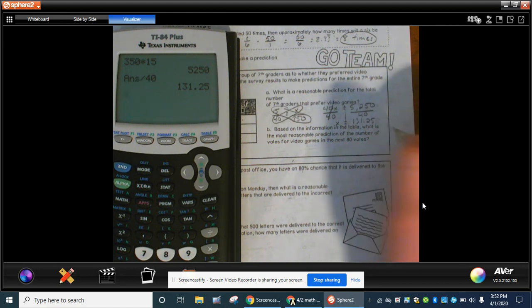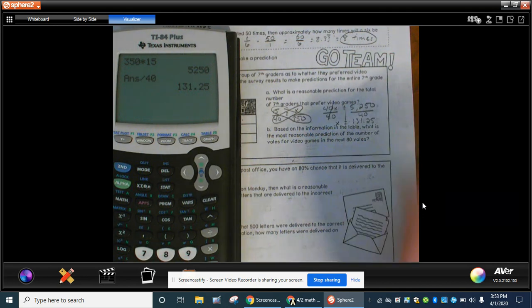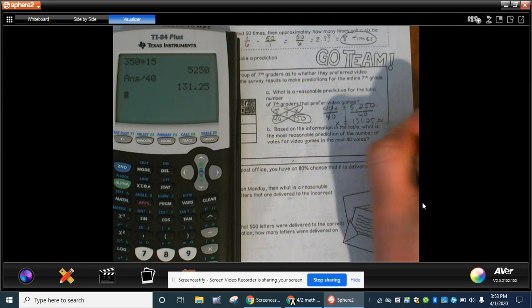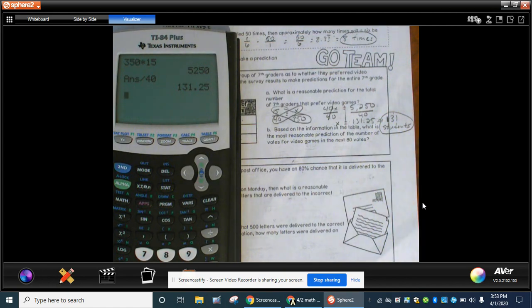So I'm going to take this answer and divide by 40, and I get 131.25. Now, can you have part of a person? I don't think so, right? So we're going to have to round this to the nearest whole number. So that's going to be approximately 131 students. So out of that student body, 131 students are probably going to like playing video games over sports or even neither, okay?